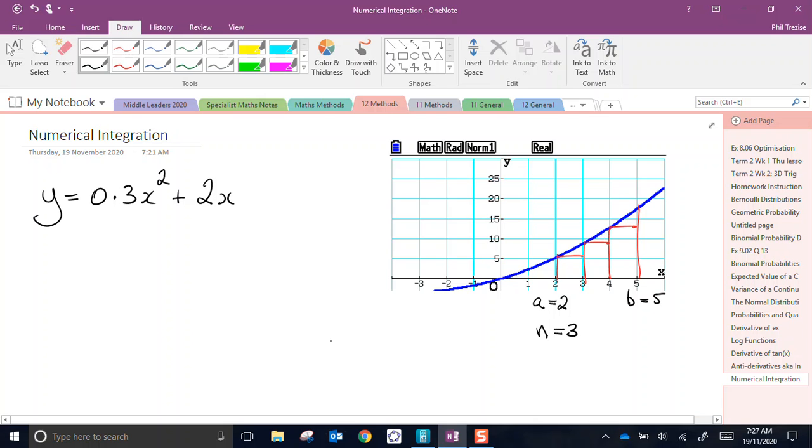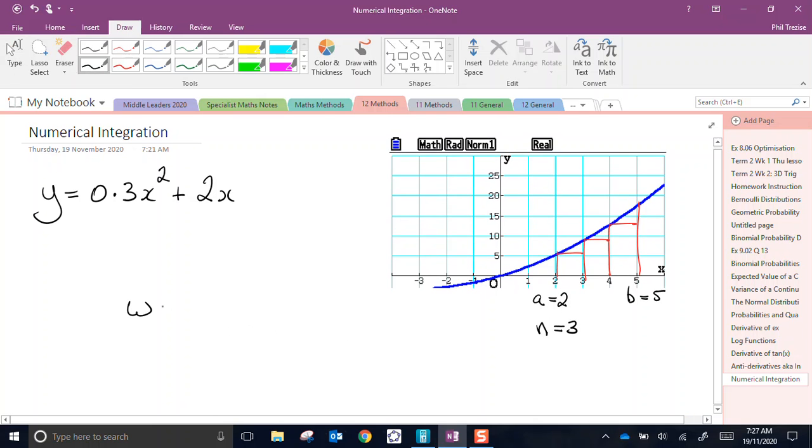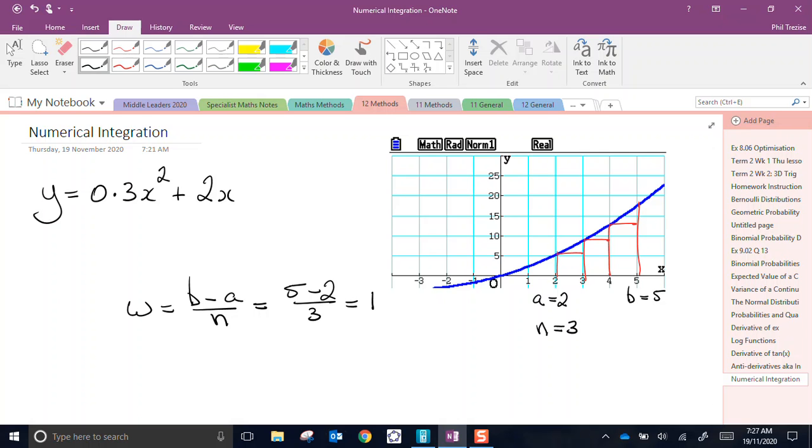Now what would I need? Well, I'd calculate the width of each rectangle as the upper limit take the lower limit, divided by the number of rectangles. In this case, that's very straightforward: 5 take 2, divide by 3. I've chosen quite straightforward numbers for myself. So I have a width of each rectangle as 1. Clearly you could have seen that by looking at the picture. Now what about the height of each rectangle?